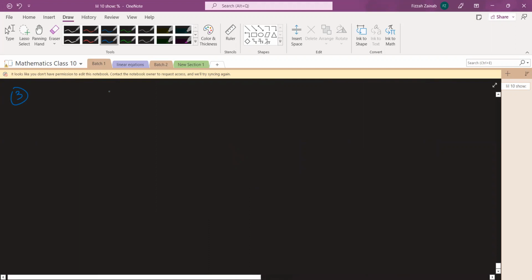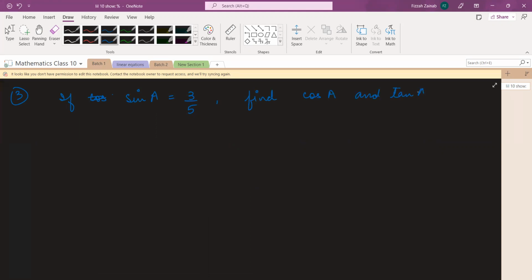Now, one of the trigonometric ratios will be given. For example, I take a simple one: if sine of A, let's say, is 3 by 5, then you have to find some other ratio. If I say find cos A and tan A, right? So here you can draw a triangle, but you don't know its dimensions, right?